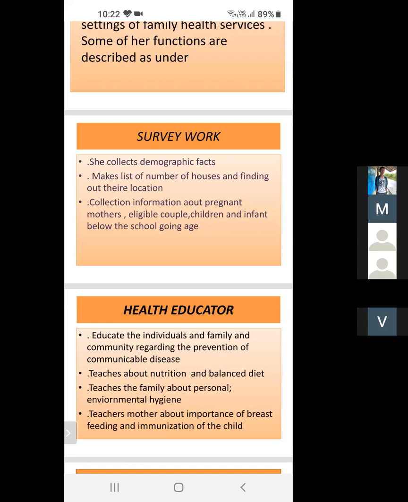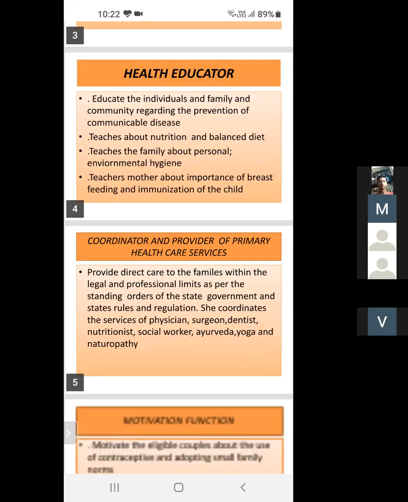Only 3 points I have given. You should study the 3 points. There are so many in the textbook, but I have selected 3 points. That's enough for survey work. She collects demographic factors, makes a list of the number of houses, finds out their location, and collects information about pregnant mothers, eligible couples, children and infants below the school-going age. That is the survey worker.